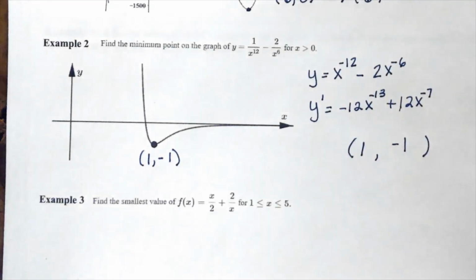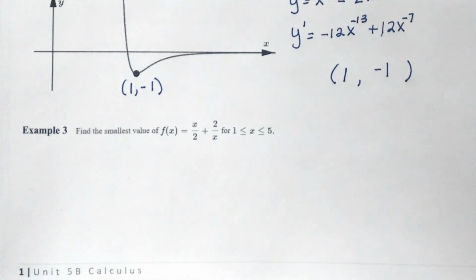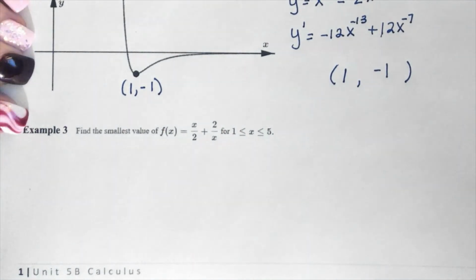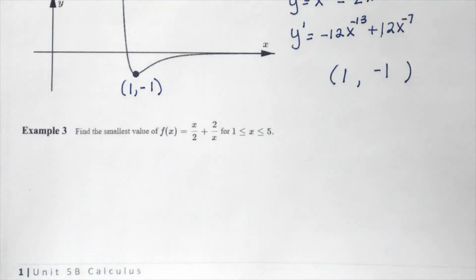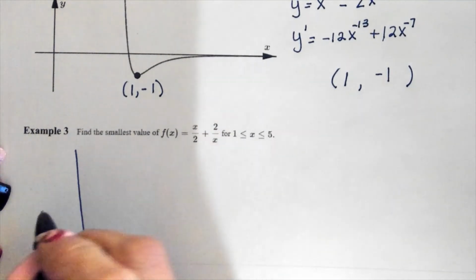All right. Find the smallest value of f of x equals x over 2 plus 2 over x. Oh, you know what? I drew a line through this one. I think we're not going to do that one. Oh, I thought I took that. Oh, that's a different one. Sorry. Yes, we are doing this one. Okay, so here's what I want you to do. I want you to graph this one.